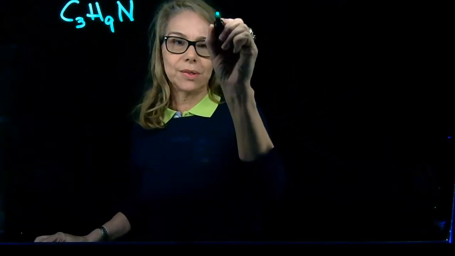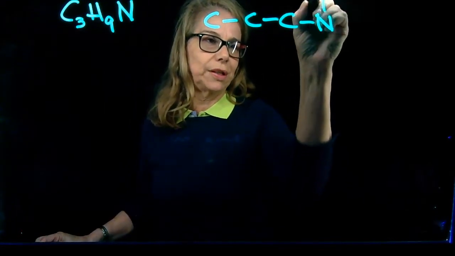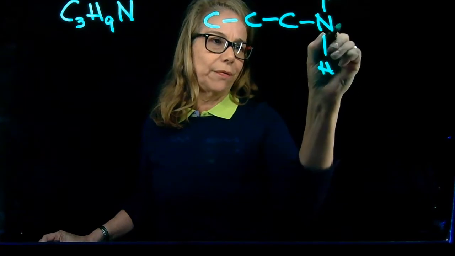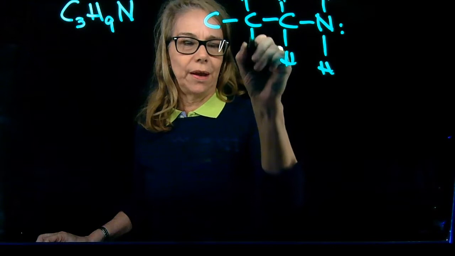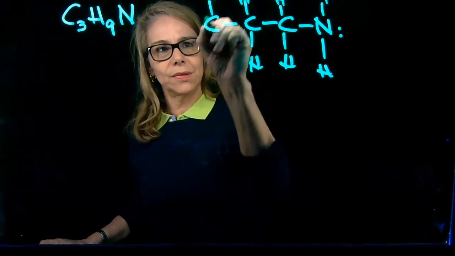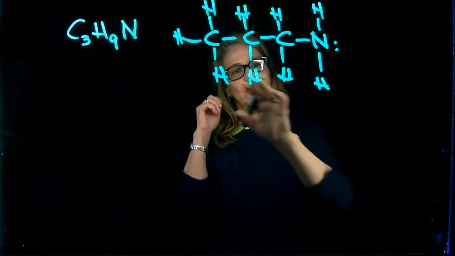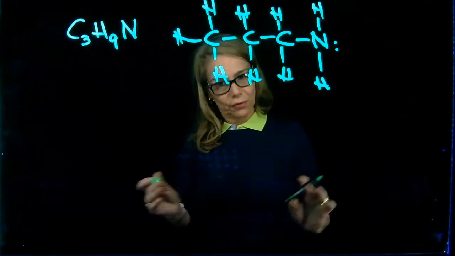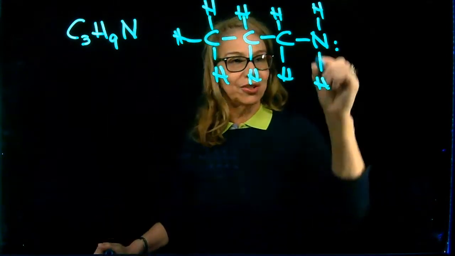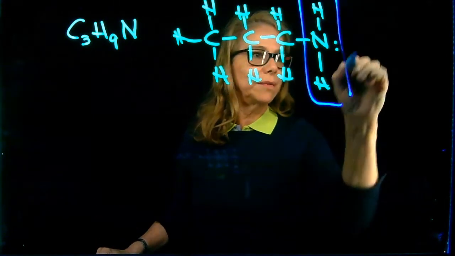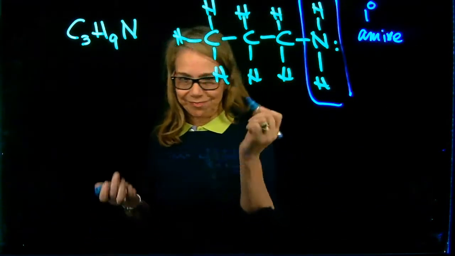So 3 carbons, 1, 2, and 3. And I'm going to draw a nitrogen here. And I'm going to start filling valences. And right now, I have these 3 carbons in a row, and I have my hydrogens. So that's one compound. Right here, because we need to learn functional groups, this is an amine. And in fact, it's a primary amine.